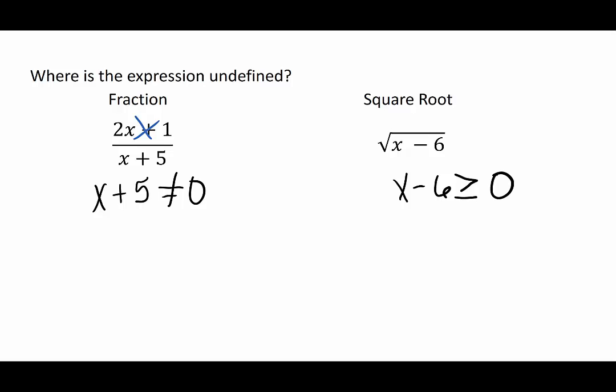So with the rational expression, the bottom is not equal to 0. With the square root, the inside of the square root must be greater than or equal to 0. So then we solve and we get x not equal to -5 and x greater than or equal to 6. So those are two very important cases, the rational expression case and the square root case.